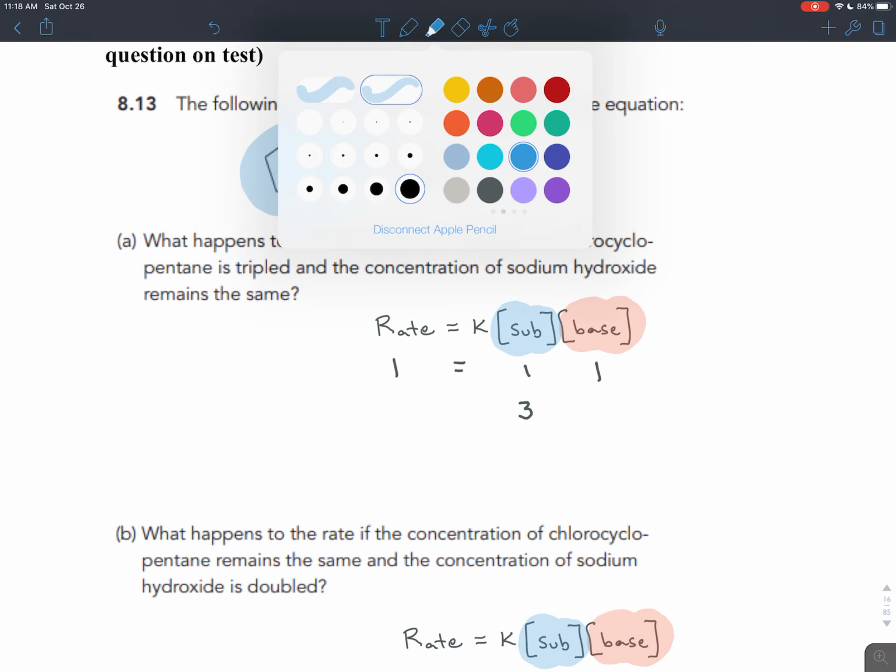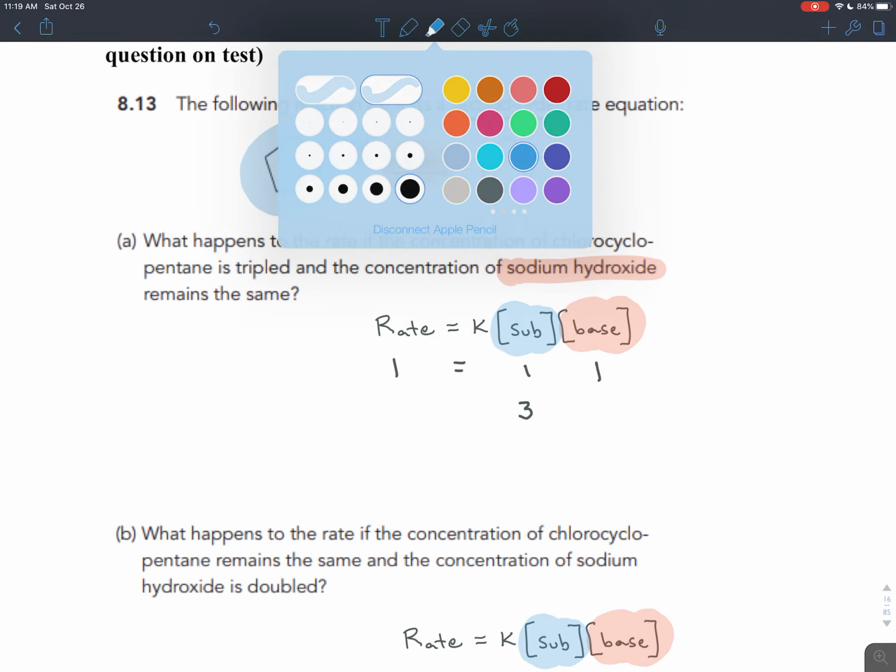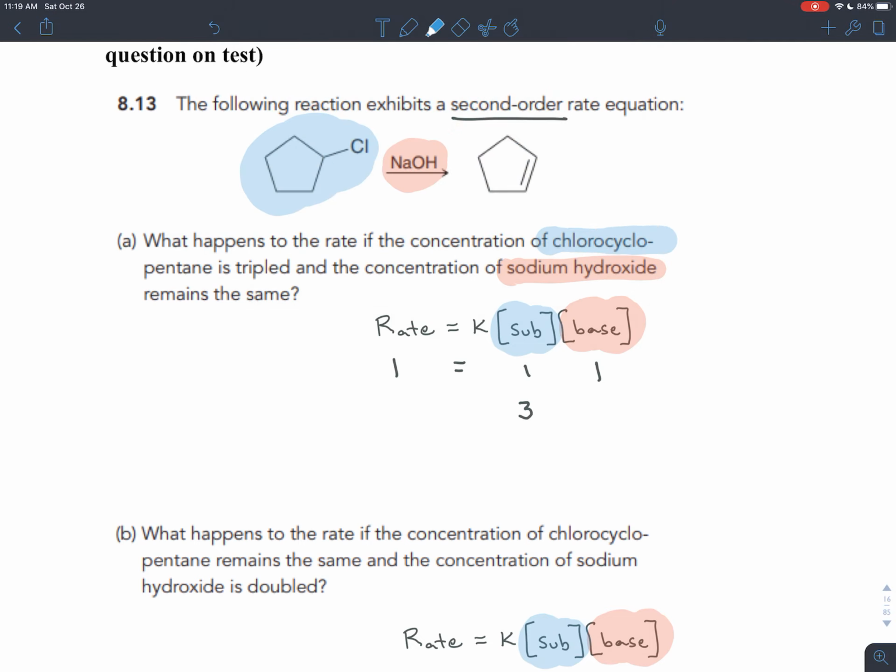And the concentration of sodium hydroxide, our base, what if sodium hydroxide remains the same? Well, then it would stay as 1. Now remember, these are being multiplied, so really the rate would increase by a factor of 3. The rate would be 3 times faster.